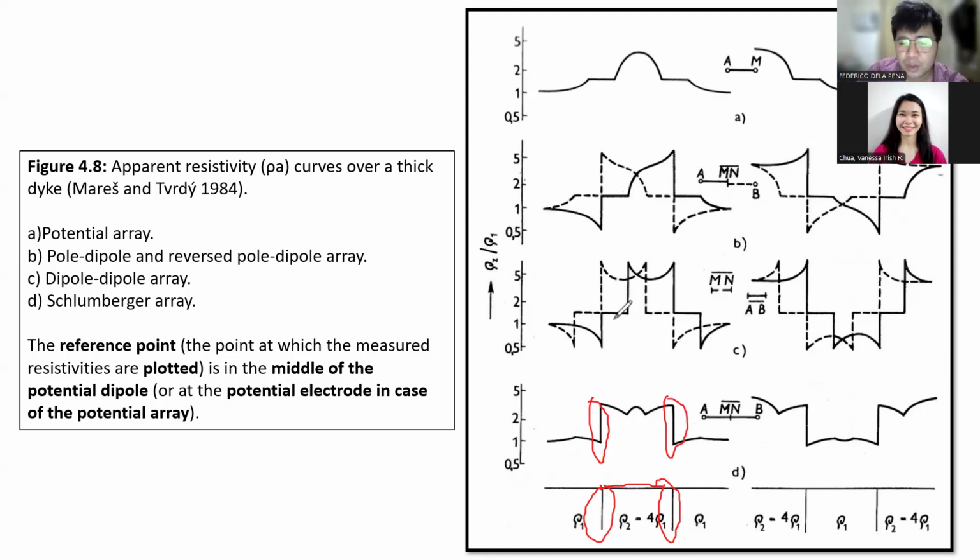And then the most weird or the most complex image is gonna be the dipole-dipole array. Okay. So you can see here, the dashed line is the reverse array and the solid line is the forward array. So they usually just superimpose it so that they can determine the midpoint of the conductive or anomalous object. Okay.